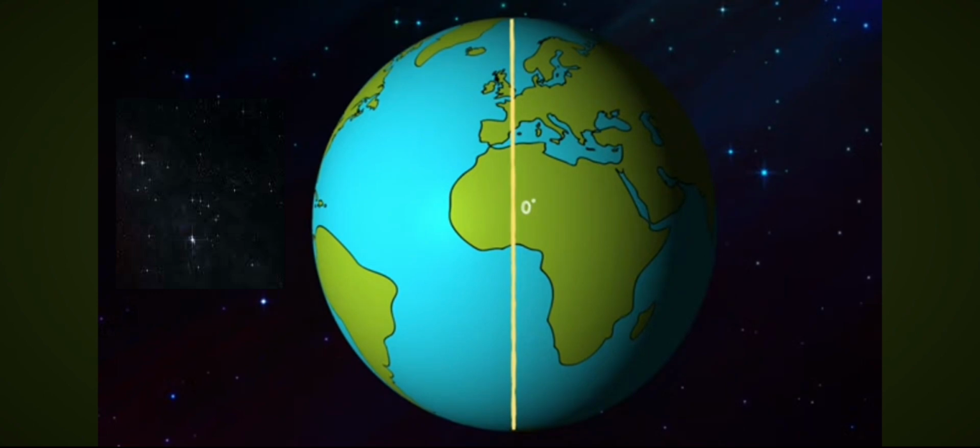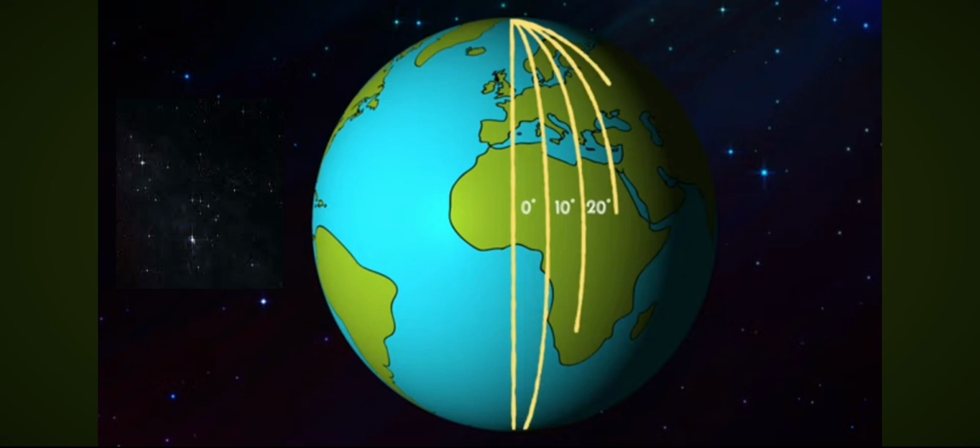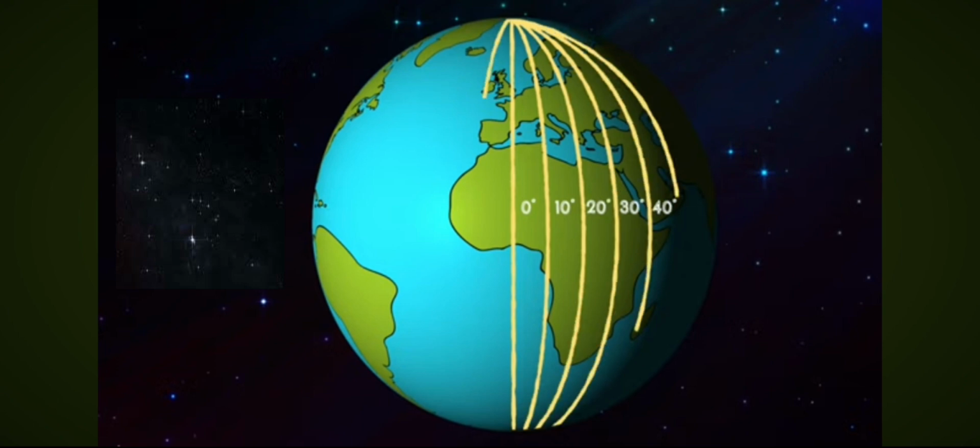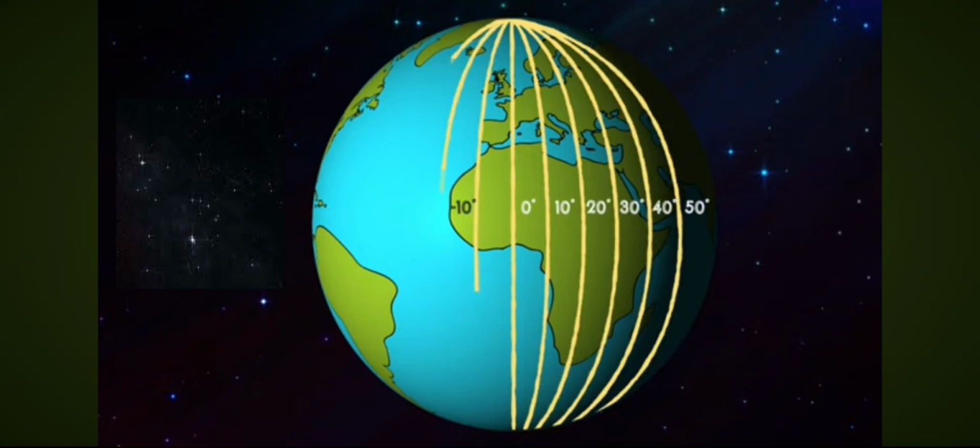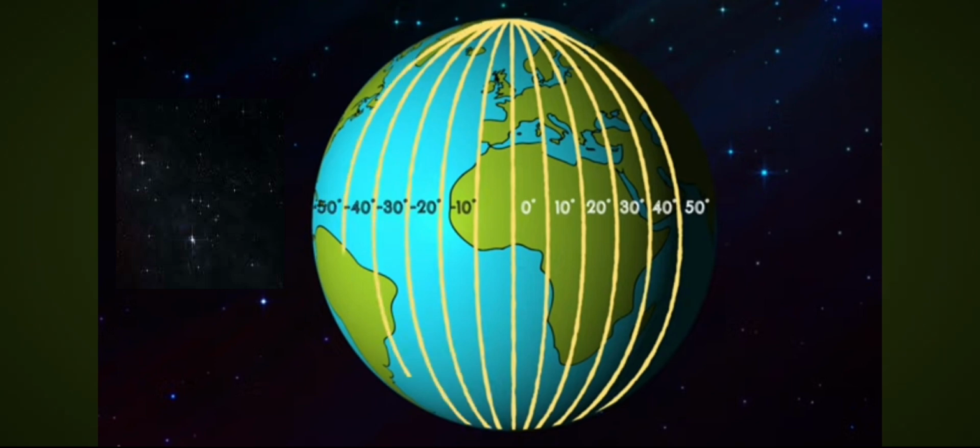The prime meridian is marked at 0 degrees. Longitude in the east of the prime meridian go up in numbers to 180 degrees east, and longitude west of the prime meridian go down as negative numbers to negative 180 degrees.